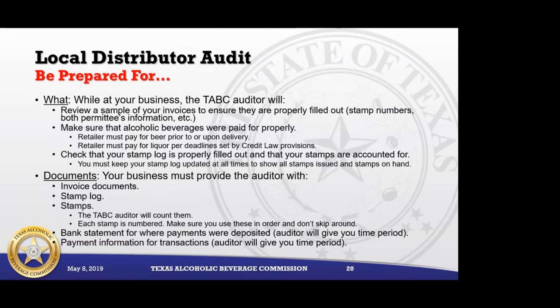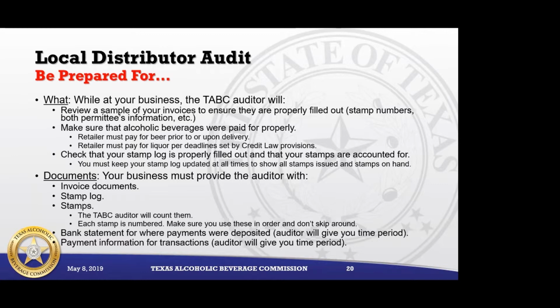We will also verify that your stamp log is properly filled out and that your stamps are accounted for. You have to keep your stamp log updated at all times to show the stamps being issued and the stamps that are on hand. A stamp log should reflect the date, the invoice number, the permittee that it was sold to, and then it should have the beginning and ending stamp numbers for that order, then the number of stamps for that order, and then finally, it should have a running balance of stamps on hand. So if you have 50 stamps, you use 5, now it should say that you have 45 stamps available.